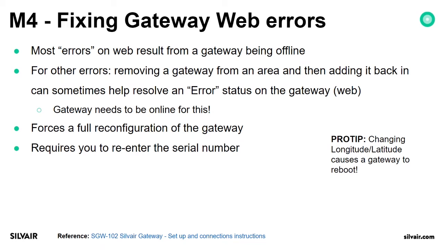For other errors, removing a gateway from an area and then adding it back can sometimes help resolve an error status on the gateway. And this is also important: the gateway needs to be online for this as well. Such removal of the gateway forces a full reconfiguration of the gateway, and it requires you to re-enter the serial number of the gateway.